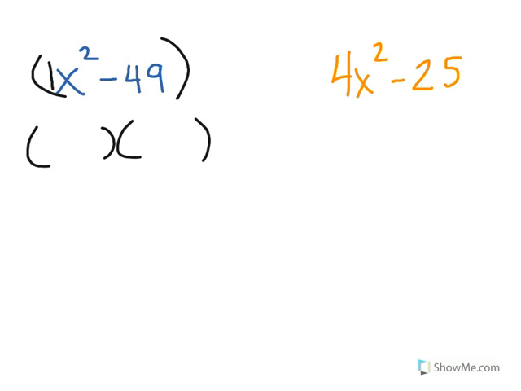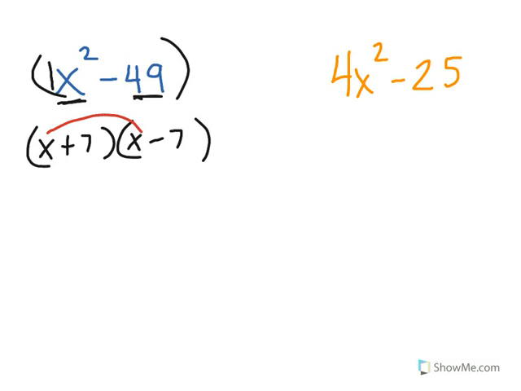Now, if this happens, all right, it always factors the same way. X plus 7, x minus 7. I just take the square root of each term. Now you might be asking yourself, well, what about that middle term? Okay, well, let's FOIL this out and see where it gets us.